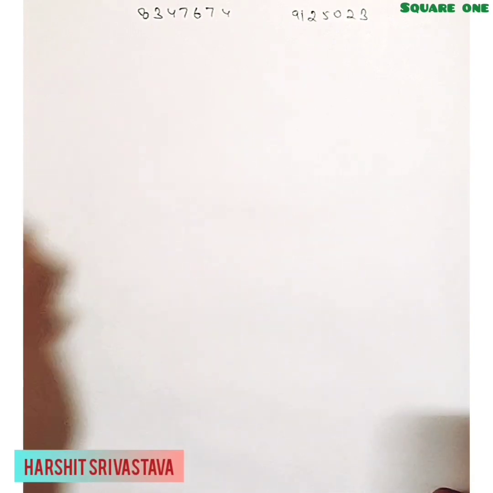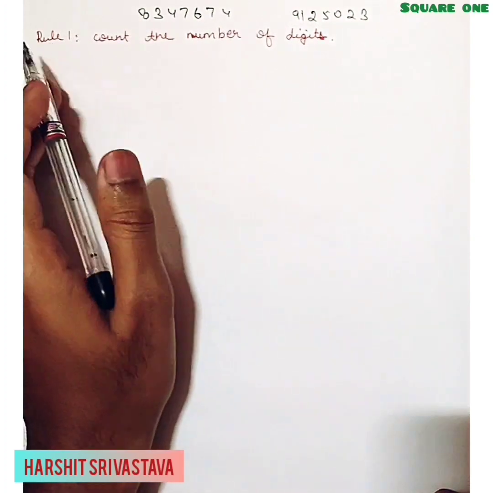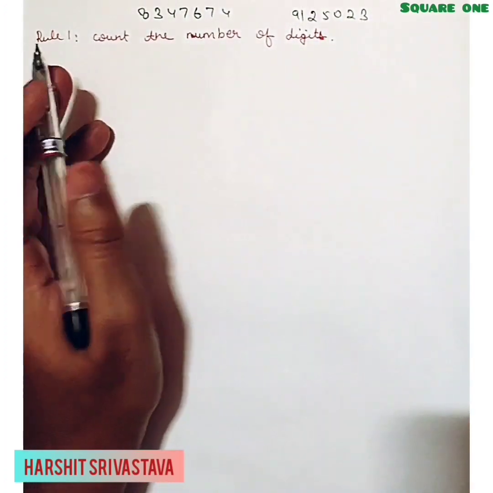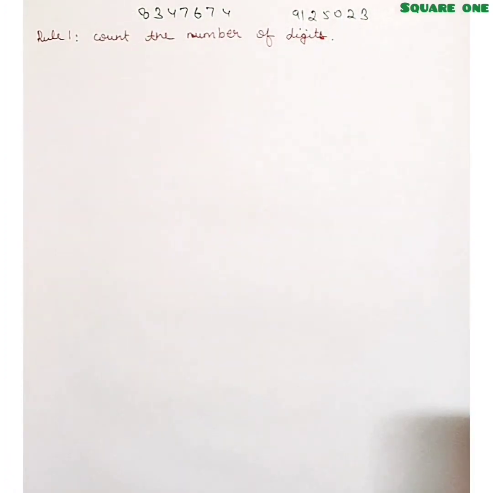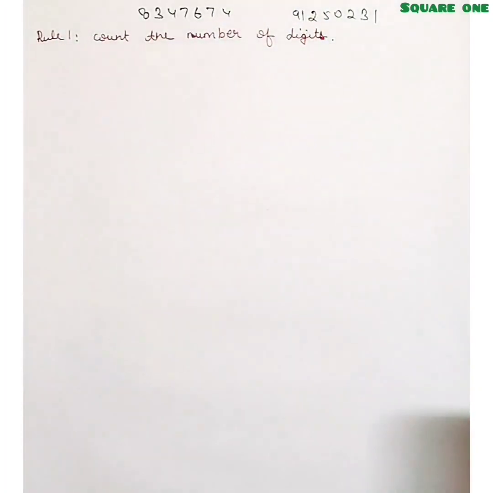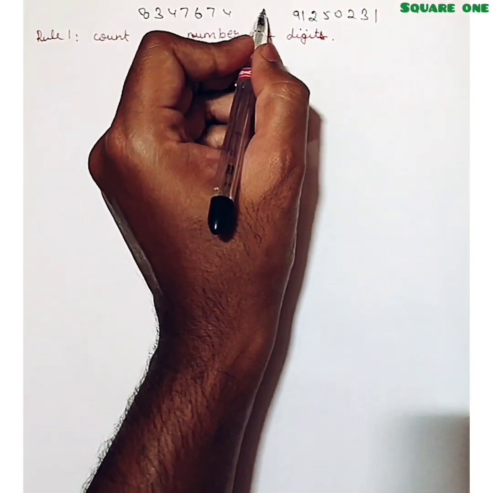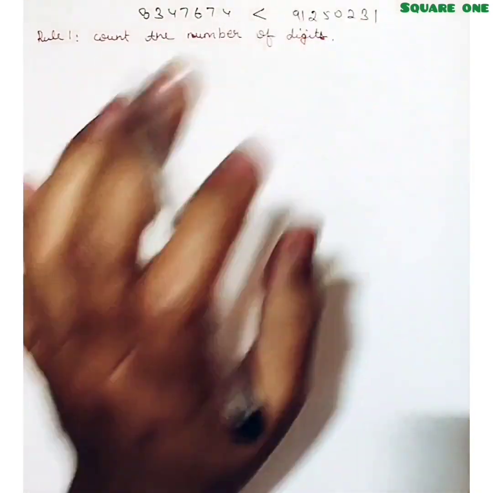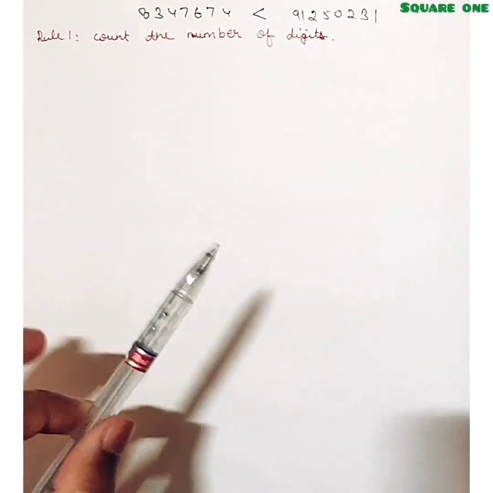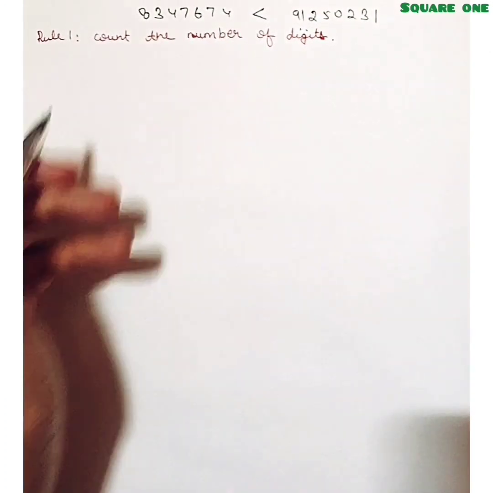The first rule is count the number of digits. Rule 1 is count the number of digits. So we will count the number of digits. Whichever number has more digits will be bigger. Both the numbers had 7 digits, so I added a digit to the second number. Now it has 8 digits. So the second number is greater than the first number because it has 8 digits, that is, it has 1 digit more than the number on the left. So the second number is bigger than the first number.